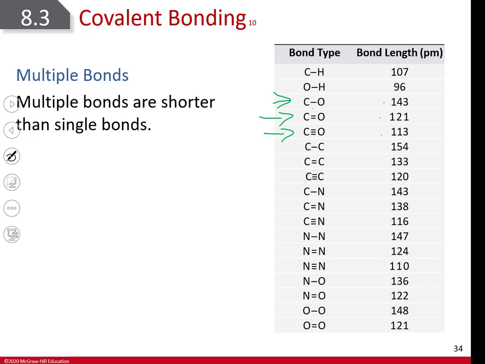It's decreasing. The reason is because when you go from single to double to triple, you're sharing more electrons, therefore you're overlapping more. If you're overlapping more, you're getting what? Closer or farther together? Closer, right? The more you share, the closer you get.